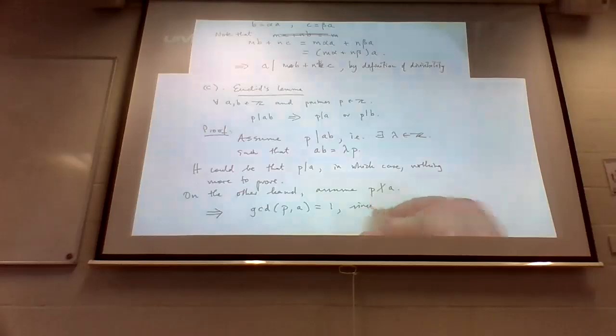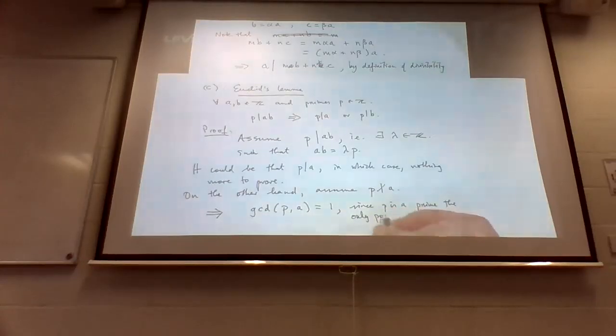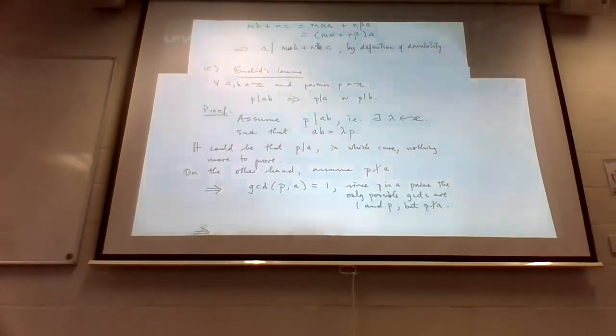Since P is prime, the only possible GCDs are 1 and P. But P does not divide A, as we see. So that says that the GCD of P and A is 1. And there we've referenced the definition of a prime number. Since P is a prime, the only possible divisors are 1 and P.